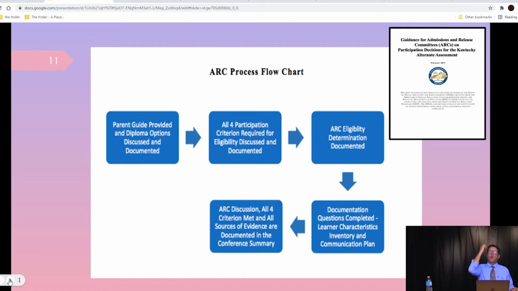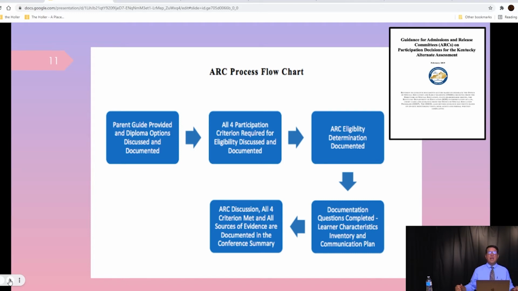And then as we move across the flow chart, we see that we have to answer all 4 participation criteria required for eligibility, and we have to discuss each of those criteria in our conference summary, and we have to document that in the conference summary as well. We have to always establish that the student is ARC eligible and that there has been a determination of eligibility through the update of the annual IEP, and we have to document and we have to provide dates, and those dates are required. You're going to see that in your participation guidelines, and as you answer those questions, you document this stuff. You're going to have to document that the student is eligible, that they need these services, and that they need to be assessed in this particular way.